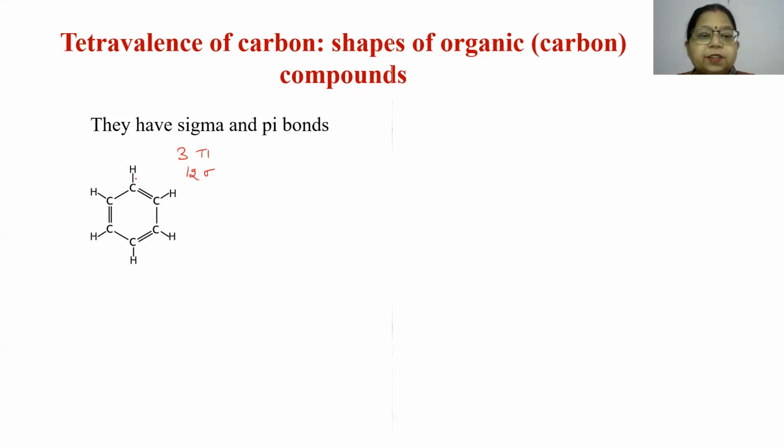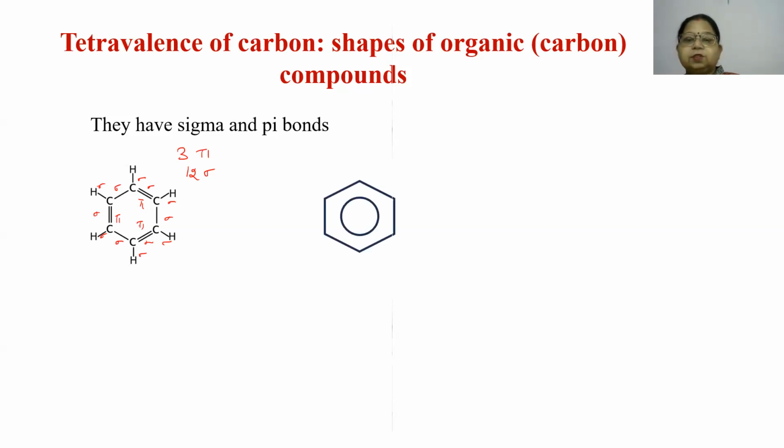The first bond, this one is sigma. Sigma, this is pi, sigma, sigma, sigma, this is sigma, pi, sigma, sigma, sigma, sigma, pi, sigma, sigma. So your answer is correct, Shweta. It has 12 sigma and 3 pi bonds.